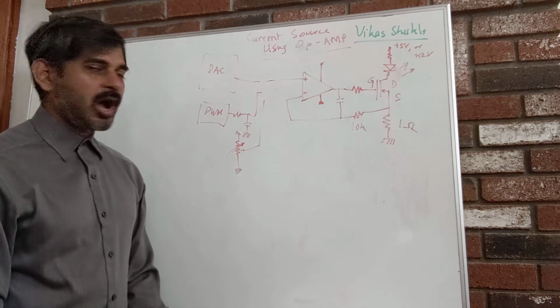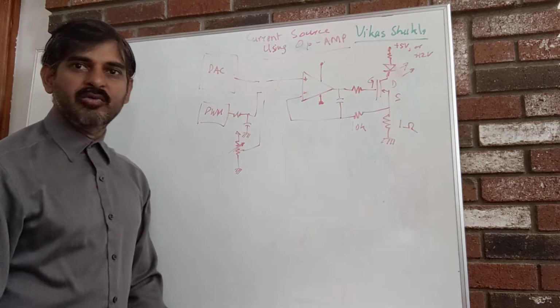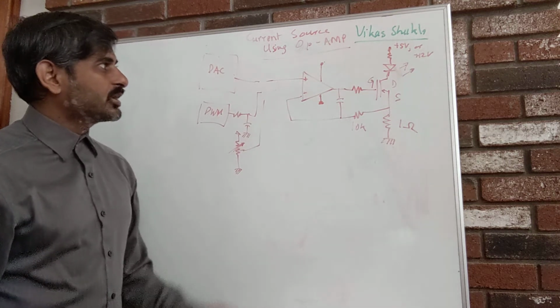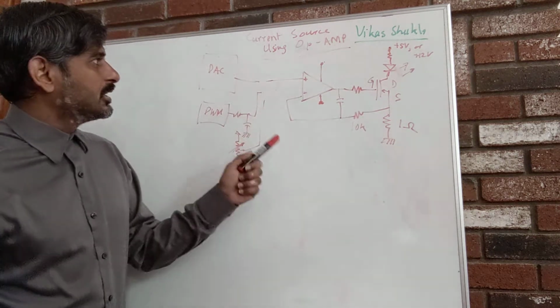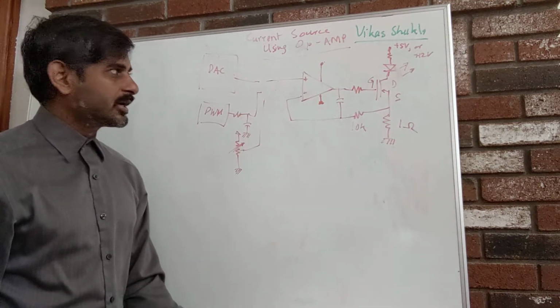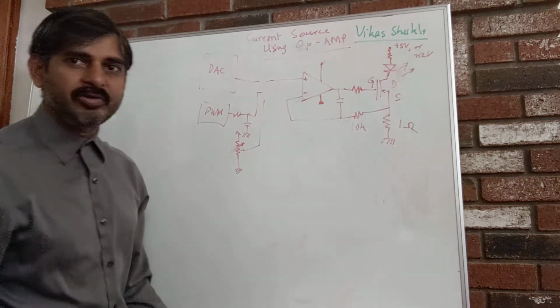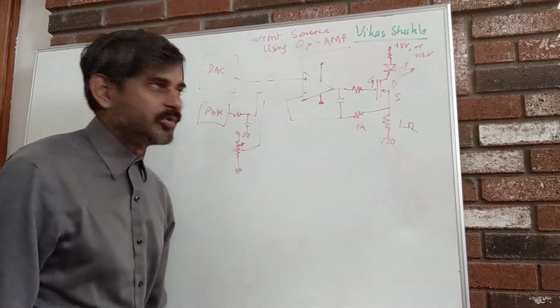So how do we get a constant current from a voltage source, and what's the circuit? This is a typical circuit that we use to get a constant current using an op amp circuit. We will briefly look into how this circuit functions.